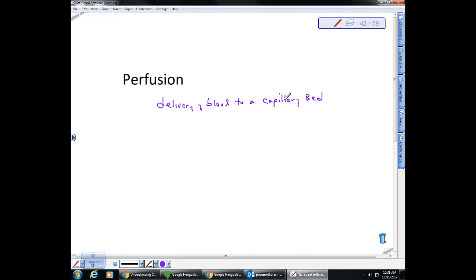Okay, so this is to a capillary bed. And one of the things that affects whether or not blood gets into a capillary bed is the diameter of the arteriole serving the capillaries. So when the arteriole constricts, then blood gets shunted away or gets shunted through the capillary. It doesn't actually go into the capillary bed.